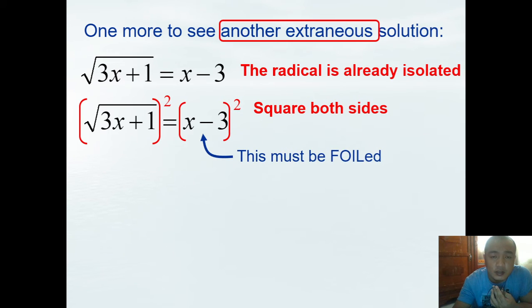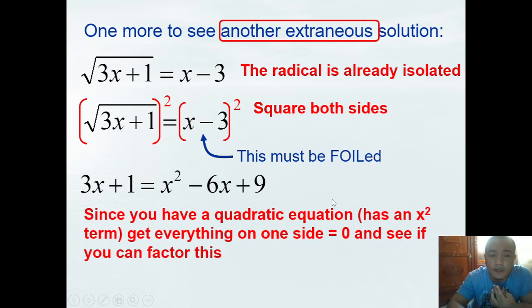So the right side of the equation must be FOILed. FOIL method. So the square root of 3x plus 1, squared, is 3x plus 1, and the right side is x squared minus 6x plus 9. Since you have a quadratic equation with an x squared term, get everything on one side equals 0 and see if you can factor it.